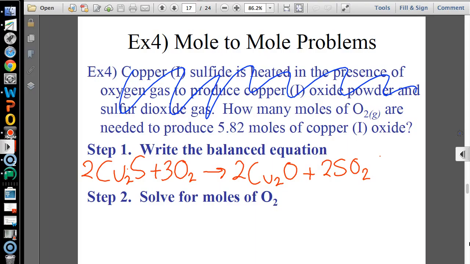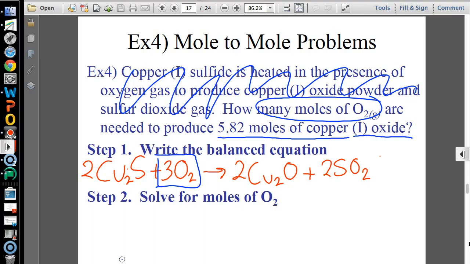So how many moles of O2, that's what I'm looking for, are needed to produce 5.82 moles of copper 1 oxide? If I look at my balanced equation, I know I'm dealing with oxygen, so I need that. And I know I'm dealing with copper 1 oxide, so I need that. So those are the 2 substances I'm going to be using in my mole ratio. From here out, you should be able to solve the rest. And if you haven't already, please do that on your own. I'll do it quietly on the board.